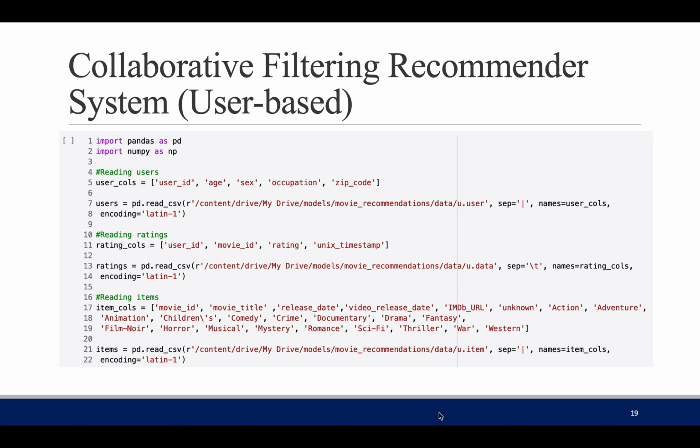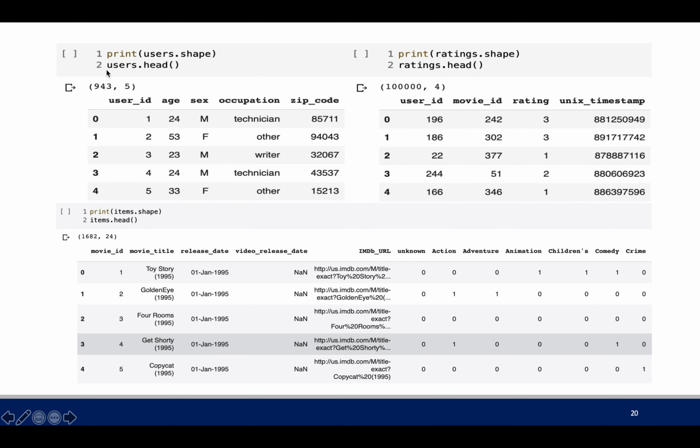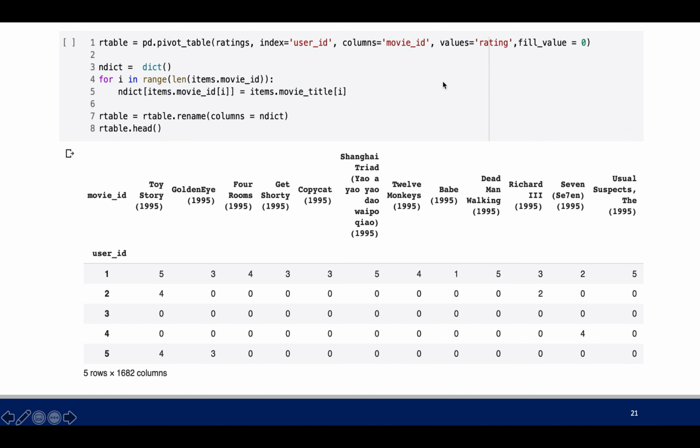As always, we need to read the data and store them in data frames. And again, users' information is stored in the data frame users, movies information is stored in the data frame items, and rating history is stored in the data frame ratings. Then I use the pivot table function to transform the ratings data frame to a 943 by 1682 data frame. Again, each row represents a user and each column represents a movie.